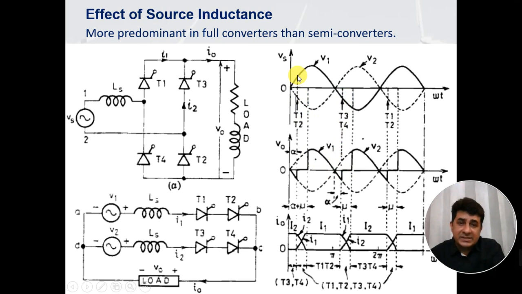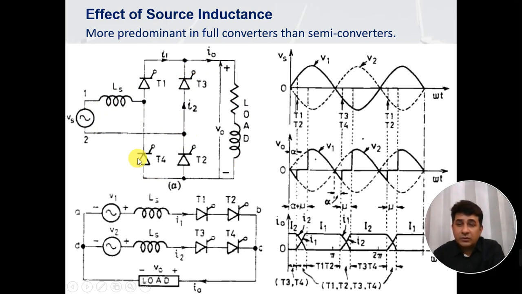So let us examine this figure and consider that T1 and T2 are fired at this point. When T1 and T2 are fired at this point, what happens? At this time, the assumption that we have made is I naught is constant. Because we have considered a high value of inductance, if I naught is constant, that means the current which was supplied to I naught through T1 and T2, if the current now starts flowing through T3 and T4, the load current will not be interrupted.